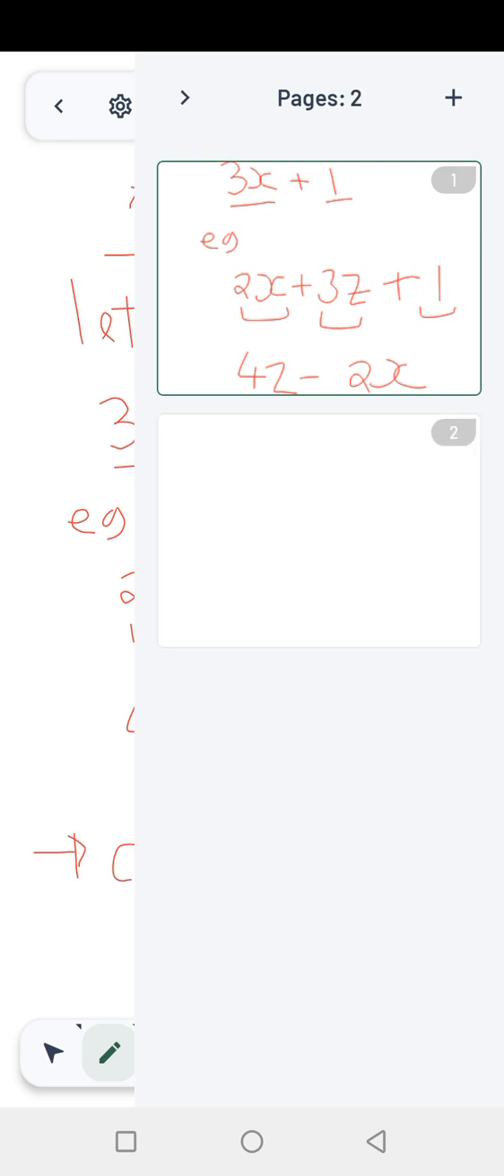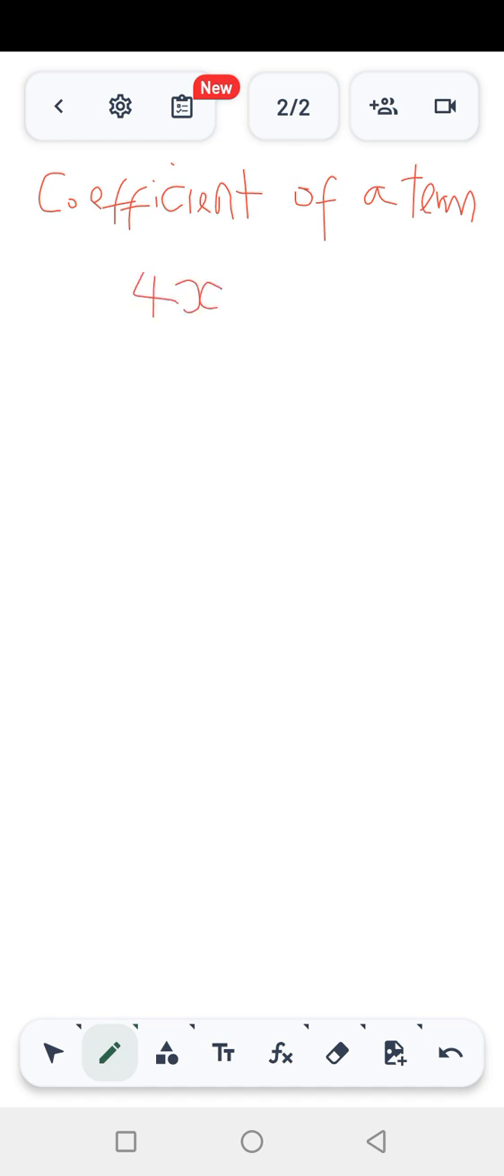Let's go to the next page. We have something else to know in algebra. We have what we call a coefficient, the coefficient of a term. A coefficient is nothing but the number that stays before a letter. If I put 4x as my example, then the 4 is called the coefficient of x. Why? Because it stays before x.